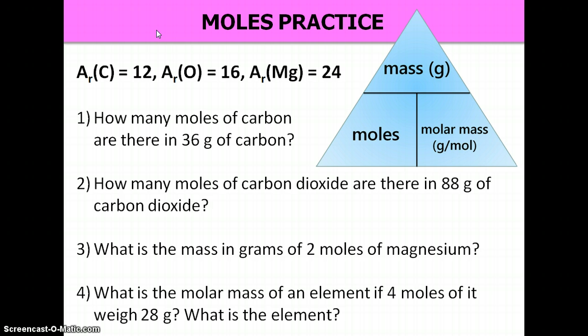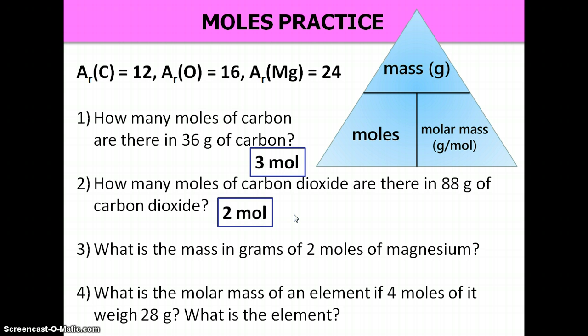So, how many moles of carbon are there in 36 grams of carbon? Well, we've been given the mass, that's 36 grams. The molar mass is 12. 36 divided by 12 gives you 3 moles. How many moles of carbon dioxide are there in 88 grams of carbon dioxide? Well, the mass is 88. The molar mass of carbon dioxide is 44, we've seen that before. To remind you again, it's got 1 carbon, 2 oxygens, 12 plus 2 lots of 16, which is 32. 12 plus 32 is 44. 88 divided by 44, 2 moles.